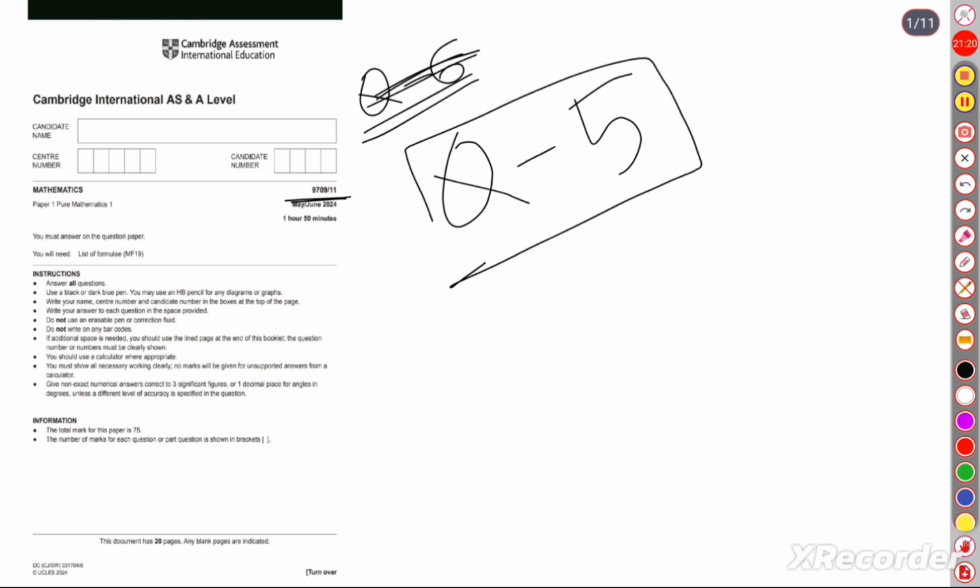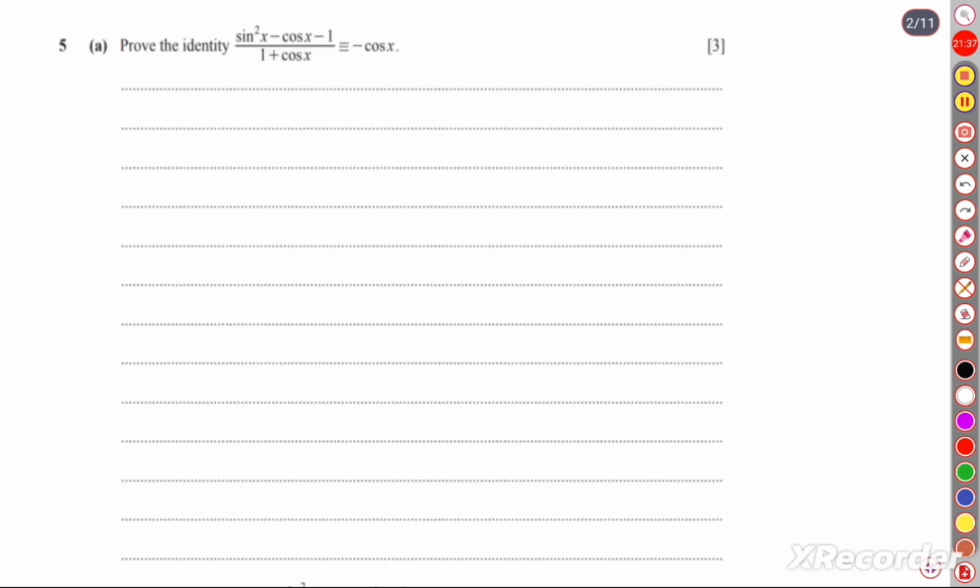So the paper, let me remind you again, is an A level paper 9709/11, question number 5. So from paper 11 we are going to solve question number 5. Let's see what the question says. 5a says prove the identity sin square x minus cos x minus 1.